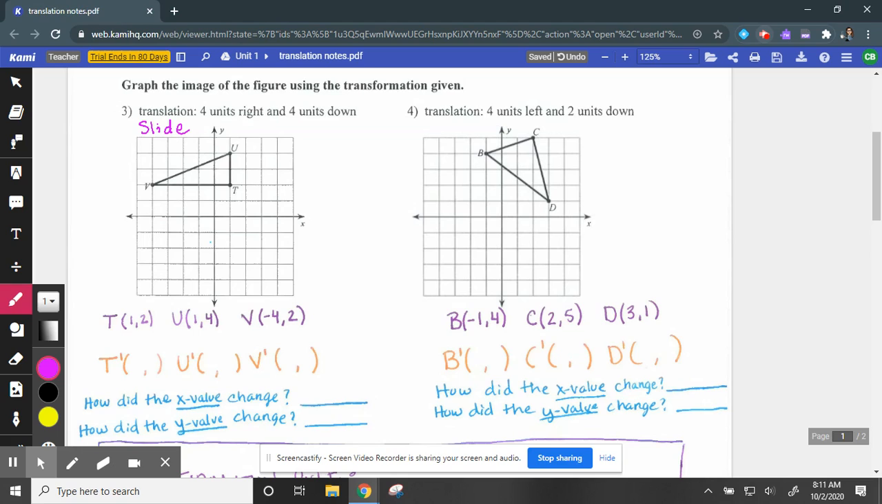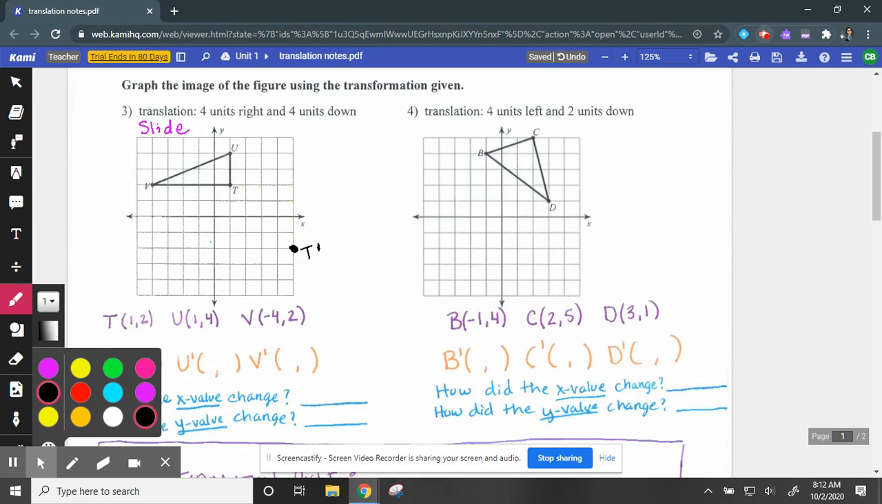We're going to start by moving point T. Okay, so I'm going to move T 1, 2, 3, 4 units to the right and 1, 2, 3, 4 units down. And I'm going to put the new point T right here, and we're going to call it T prime. So we're going to put a little mark to make it T prime, and that tells me that it is the new image.